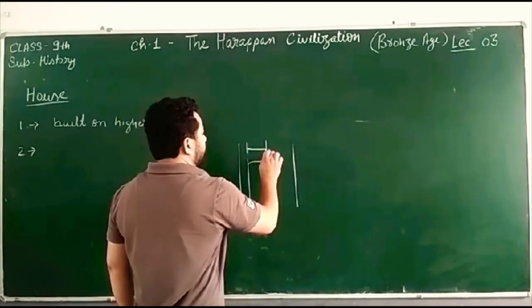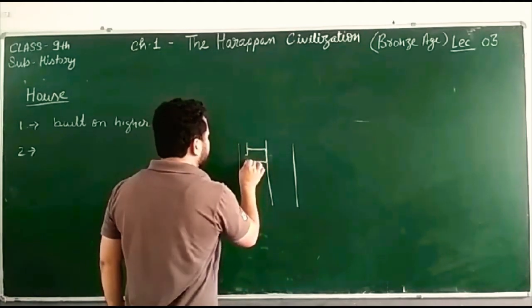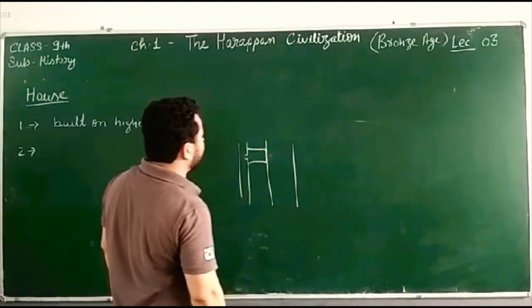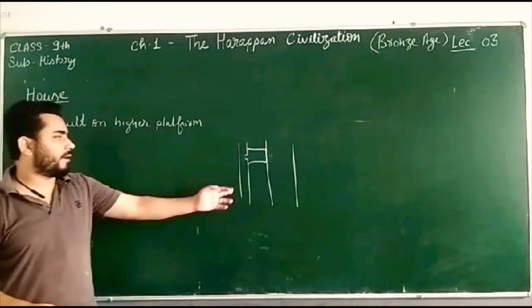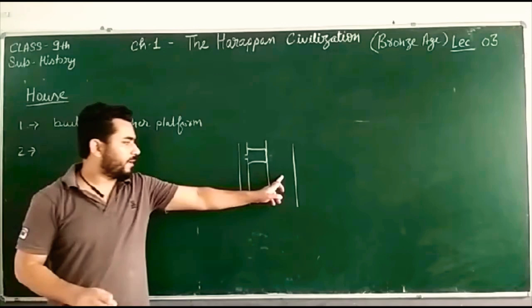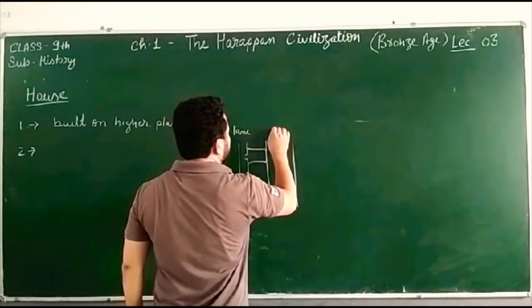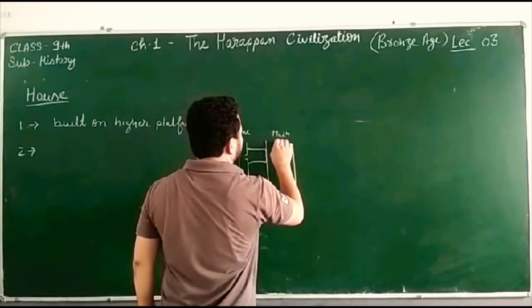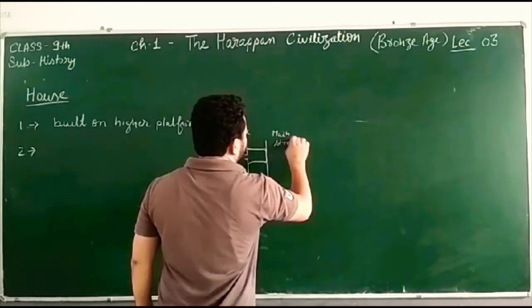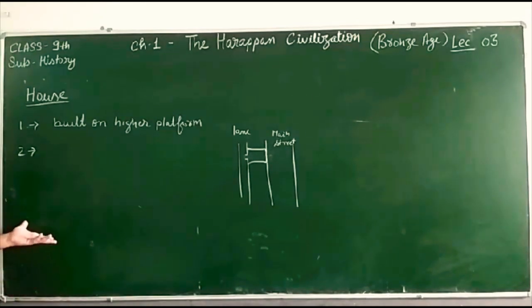So towards the main road, the back side of the houses were there, and towards the lanes, the front of the house was there. Main door was towards the lanes, not towards the main street. This is the lane, and this is the main street. Right? Then they were having kitchens also, and kitchens were sheltered.